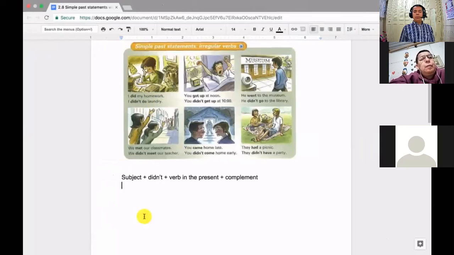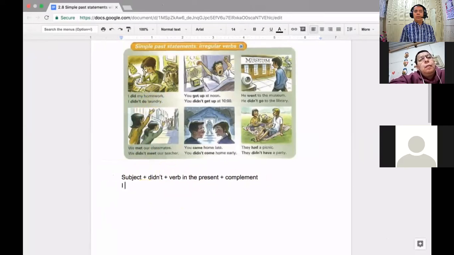To form negative statements, we will follow this formula. Subject plus didn't, the auxiliary didn't, plus verb in the present, plus complement. I didn't do laundry.